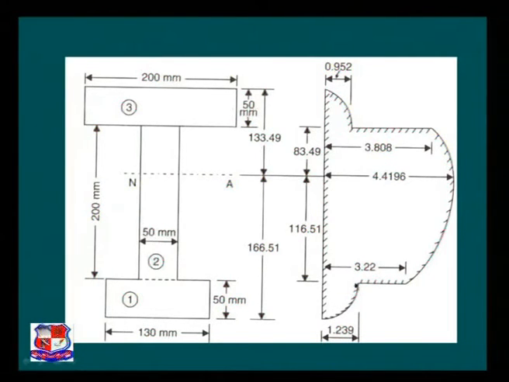while at the junction between the flange and the web, the variation is 1.23 Newton per mm square, while at the same junction the web will take a shear stress value of 3.22 Newton per mm square. So likewise, in this way we can compute the shear stresses and plot the shear stress distribution diagram.